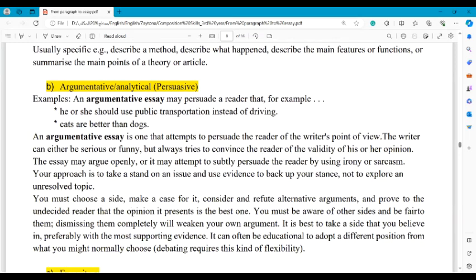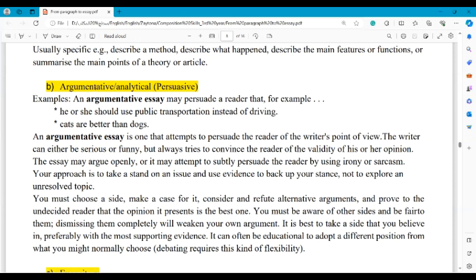Okay. We have the second type, which is the argumentative or analytical or persuasive essay. All of these names are similar to each other. It means when you want to persuade, you know this verb, persuade, it means to convince, يقنع. When you want to persuade or convince the reader of a specific opinion you want to share, of your point of view, of your perspective.